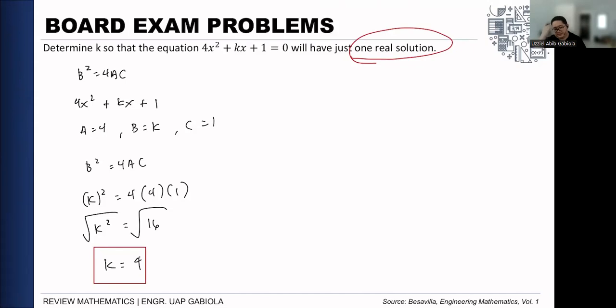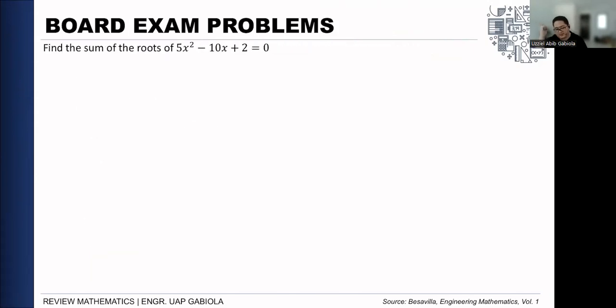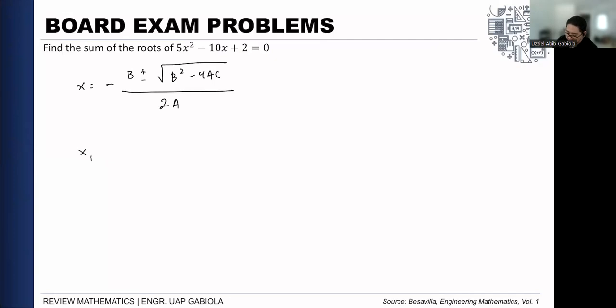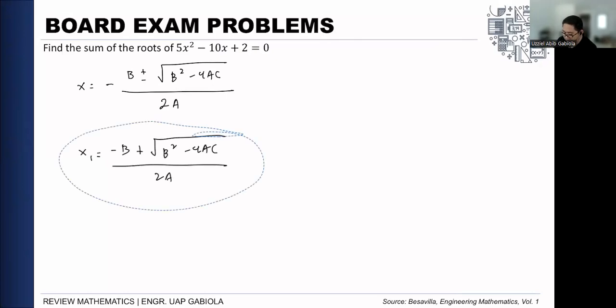Okay. Next, find the sum of the roots of 5x squared minus 10x plus 2 is equal to 0. I want you to try to get the roots using the formula x is equal to negative b plus or minus the square root of b squared minus 4ac over 2a. Please find the value of x. Our x1 will be negative b plus the square root of b squared minus 4ac over 2a, and our x2 is just minus the second term.